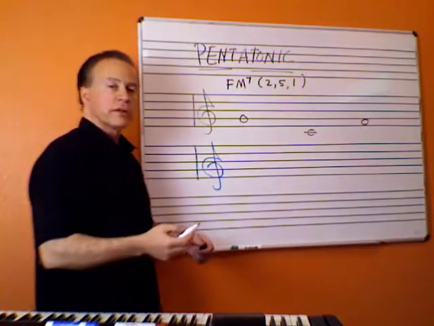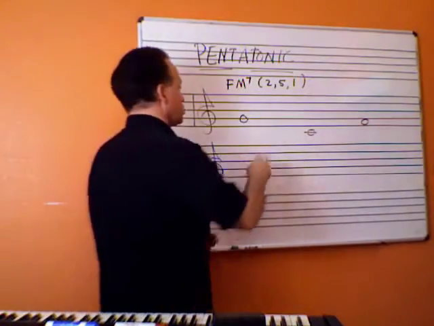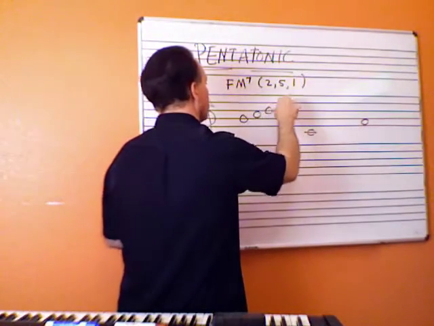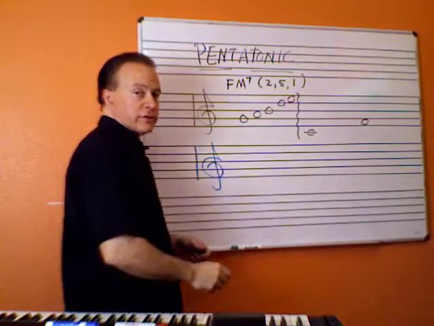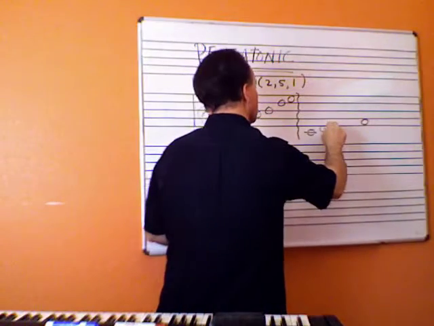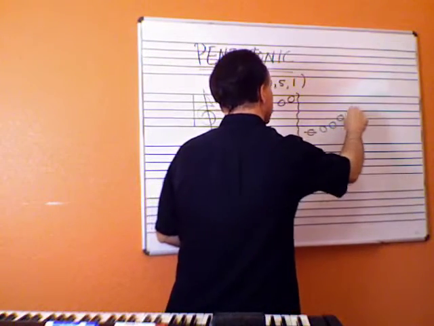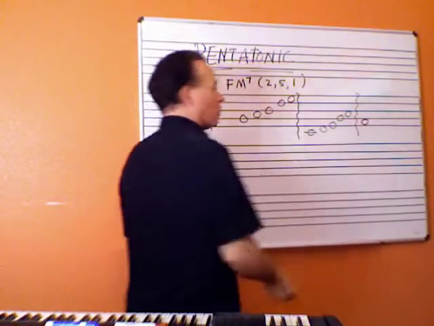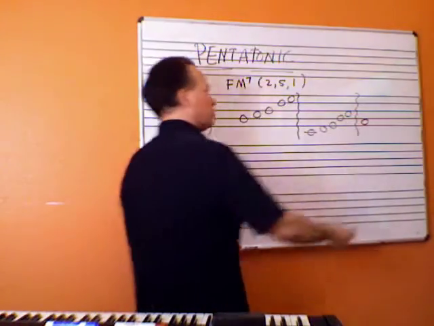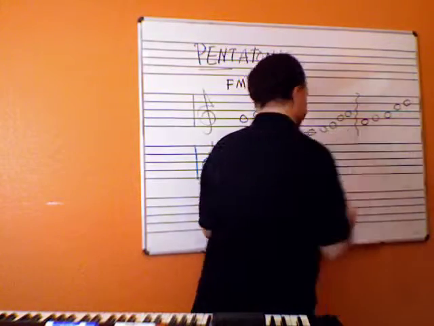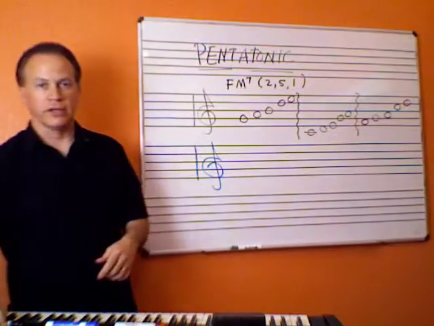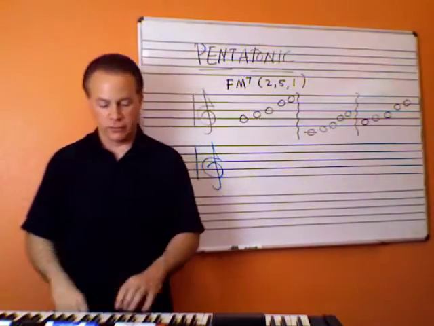1, 2, 3, 5, 6 of the G major scale would be G, A, B, D, and E. 1, 2, 3, 5, 6 of the C major scale would be C, D, E, G, and A. And 1, 2, 3, 5, 6 of the F major scale would be F, G, A, C, and D. All of those pentatonic scales would sound great on an F major seventh chord.